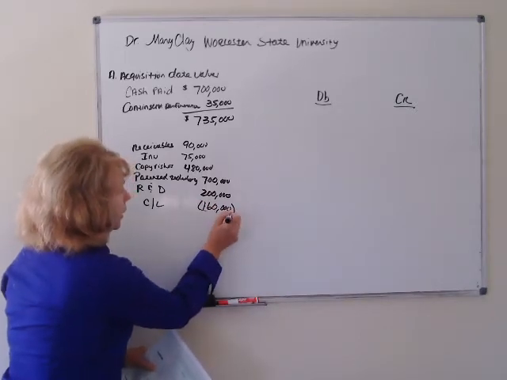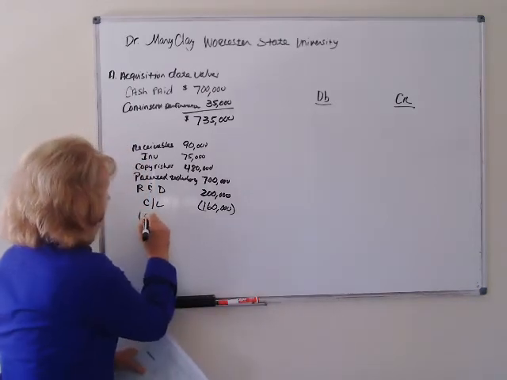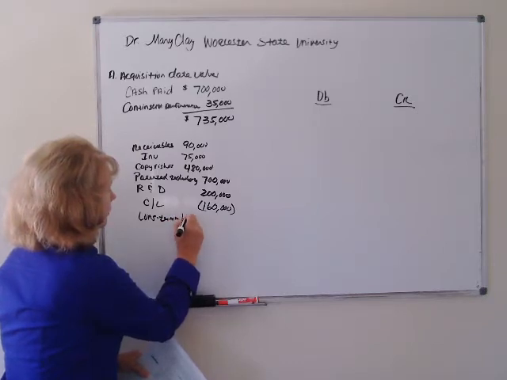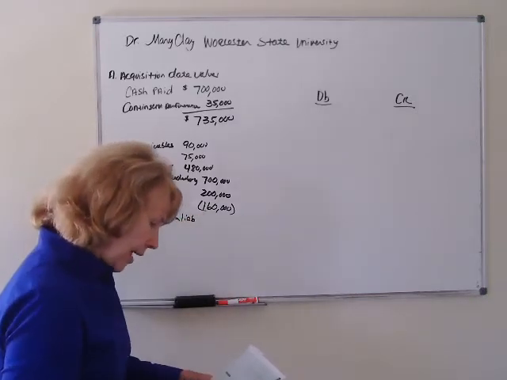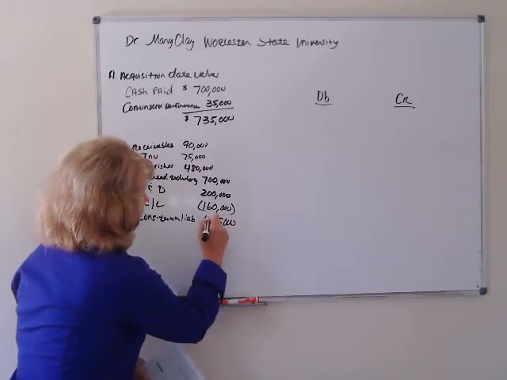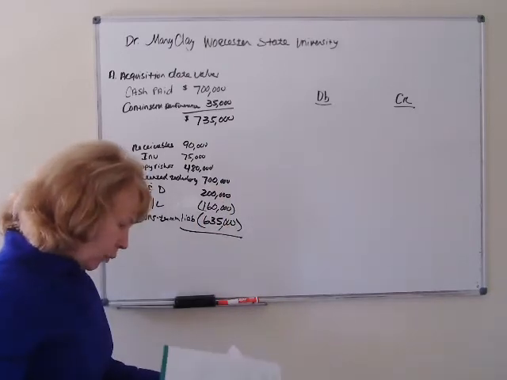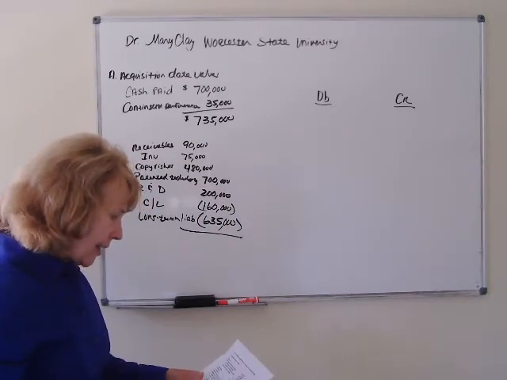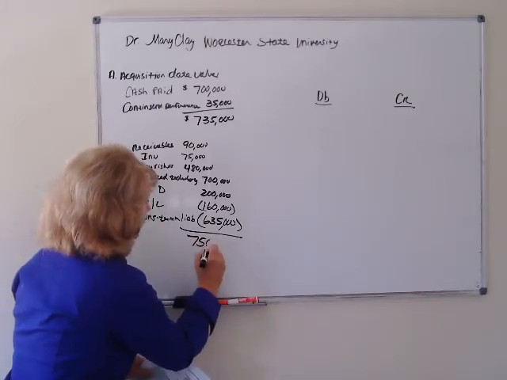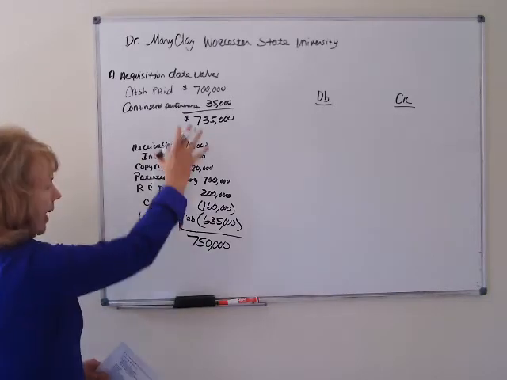Show that as a negative for now. And then my long-term liabilities, that is 635,000. Okay? All right. I add these up, subtract, and that will give me my net assets. My net assets are $750,000. Okay, I'm going to erase this in a minute, but that's how we get it.